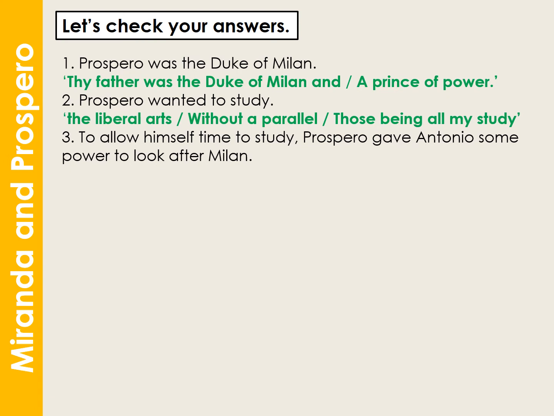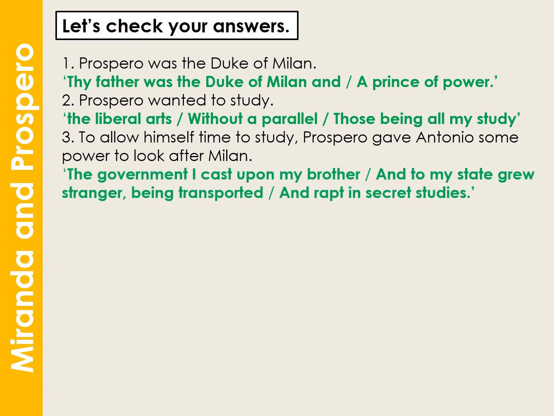Now the line you should have highlighted is this one. "The government I cast upon my brother, and to my state grew stranger, being transported and wrapped in secret studies." So he went off to study those secret studies, and to enable him to do that, he gave the government to his brother to look after. Risky move there from Prospero.